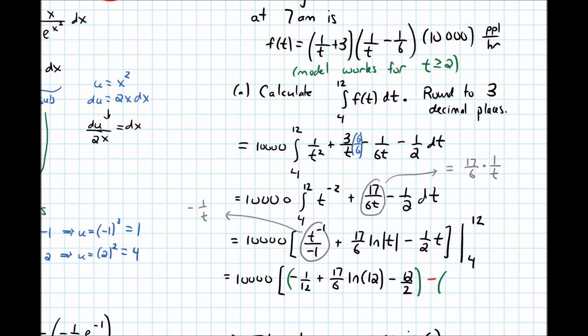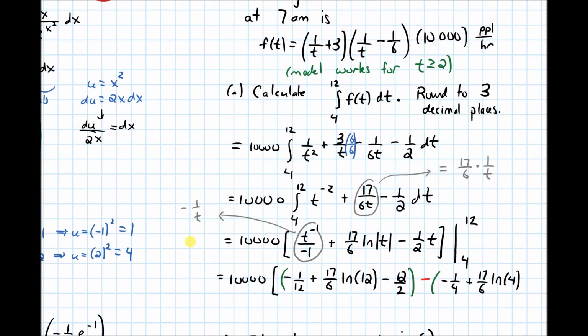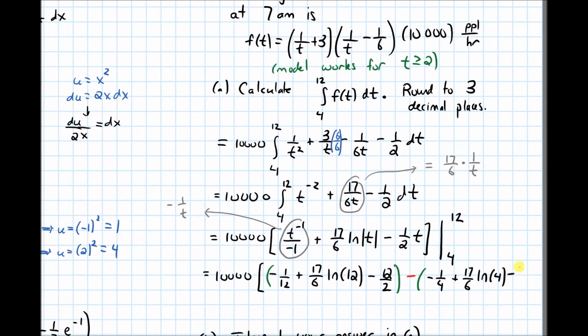So into the first term, we'll get negative 1/4. Next term, we'll get plus 17 over 6 ln, but the absolute value of 4 is just 4, so I don't need the absolute value. It's ln 4, and then the last term, we'll get minus 4 over 2. Close that parentheses, and then close this bracket. Remember, 10,000 is multiplying all of this.